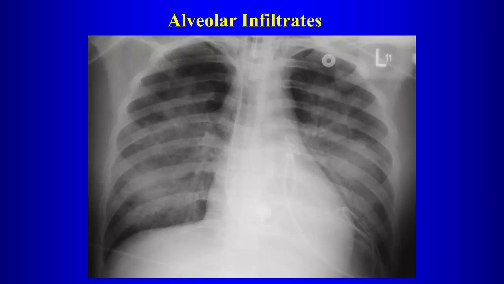All right, so today we're going to begin our section on airspace disease. We start with alveolar consolidations, and basically the question here is, what can the lungs be filled with that would give you airspace disease or consolidation? So what are some of those substances that the lungs can be filled with?